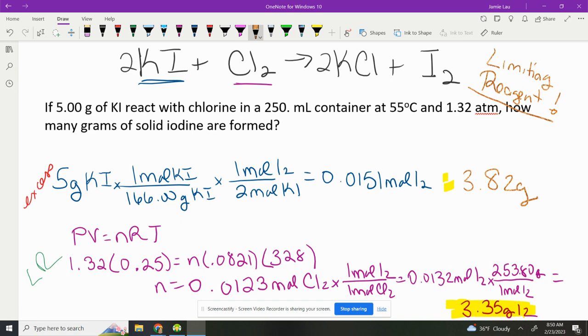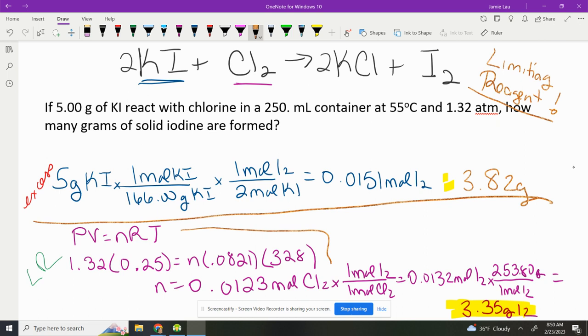So how did that affect the PV = nRT problem if we didn't use moles? So this is from the one reactant. Then you have to do it again basing it off chlorine. So you use PV = nRT to figure out how many moles of chlorine you have, because you have a pressure of chlorine, a volume of chlorine, a temperature of chlorine. That will tell you how many moles of chlorine you have.